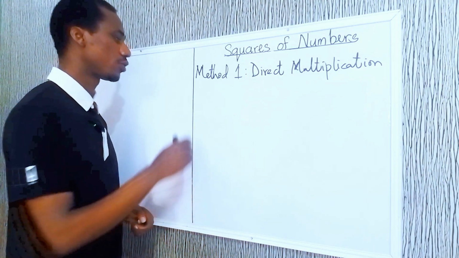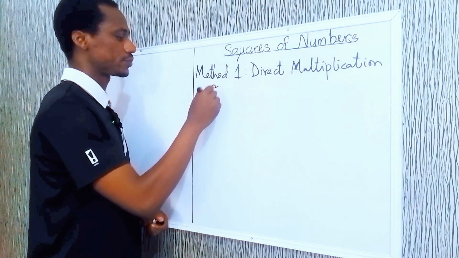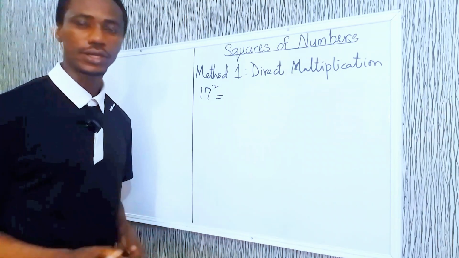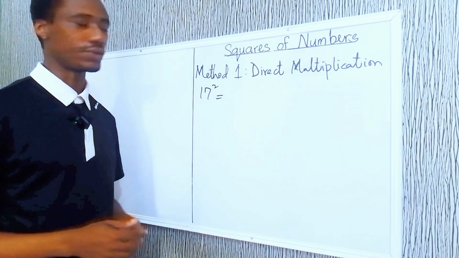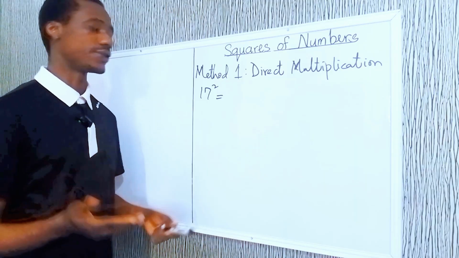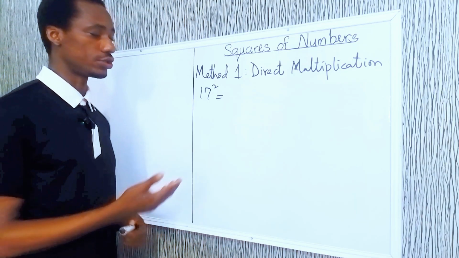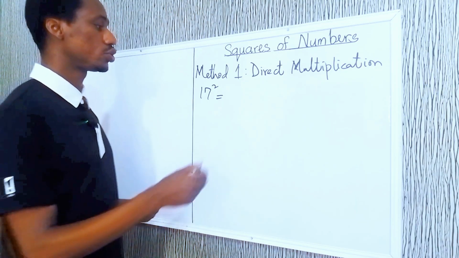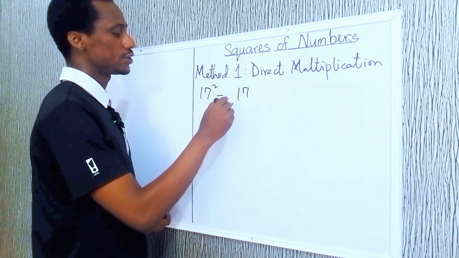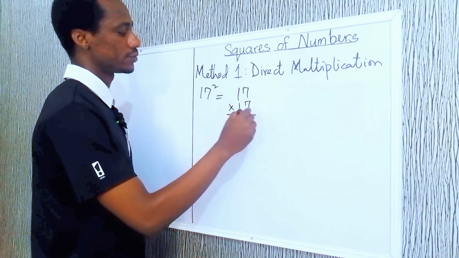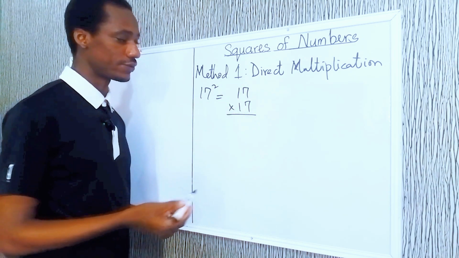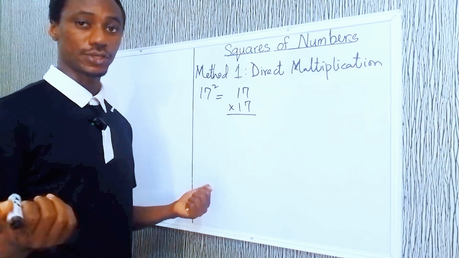So if you're looking for the square of 17, you don't need to rack your head looking for the multiplication fact, because most friends don't master the multiplication up to 17. All you need to do is 17 times 17. You can use any method of multiplication of your choice.